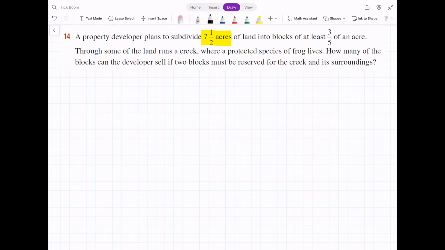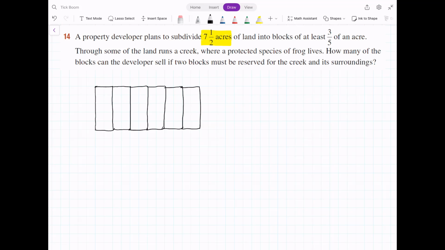So maybe if I say 1, 2, 3, 4, 5. Let's just imagine that this rectangle here represents 1 acre. So the whole block of land is going to be 7.5 of those. So we got 1. So I'll draw another one. That's 2, 3, 4, 5, 6, 7. So that's 7 acres. And then we need another half. So if I just come across a width of 1, that's basically half an acre there. So there's 7.5 acres of land.